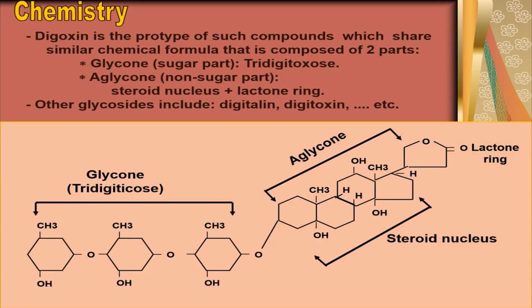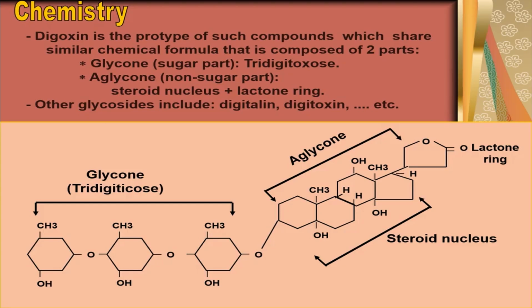Chemistry. Digoxin is a prototype of such compounds which share a similar chemical formula that is composed of two parts. The glycon part or the sugary part, which contains tridigitoxose cycles. The second part is the aglycon or the non-sugary part. It is composed of a steroid nucleus and a lactone ring. The other components or glycosides include digitalin and digitoxin.